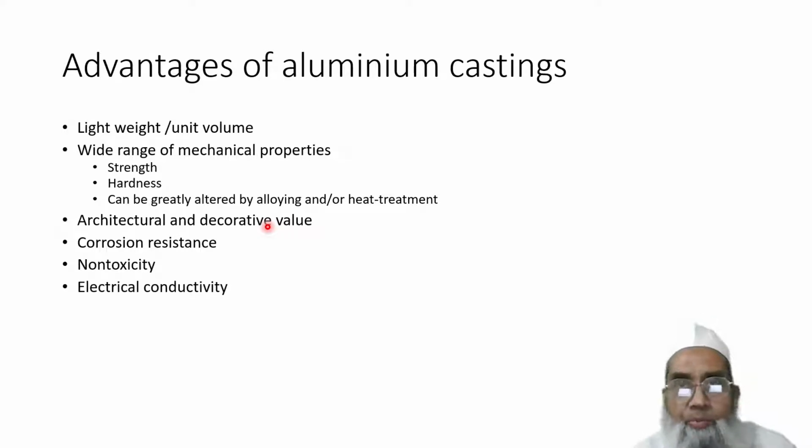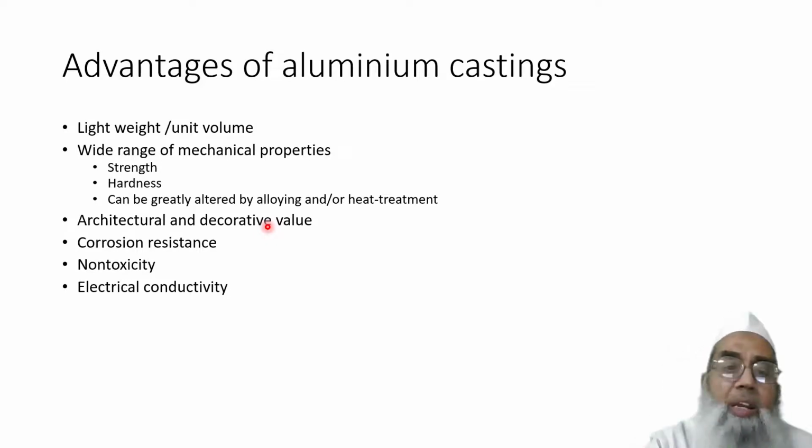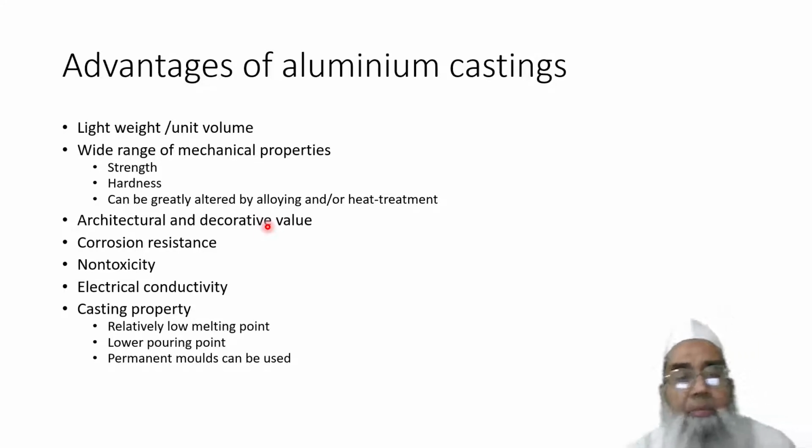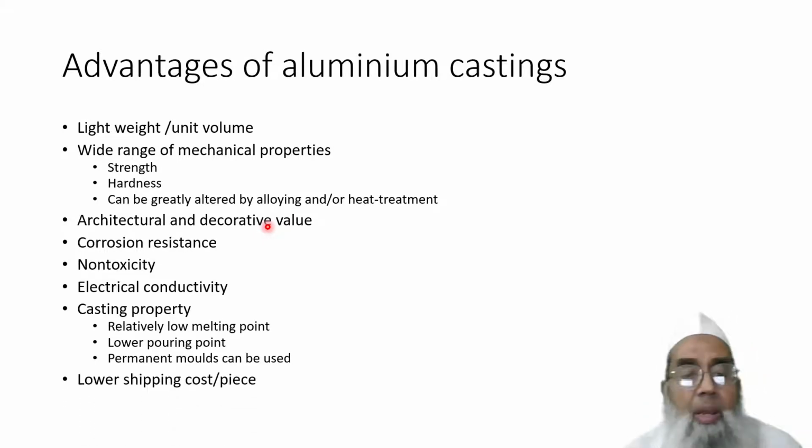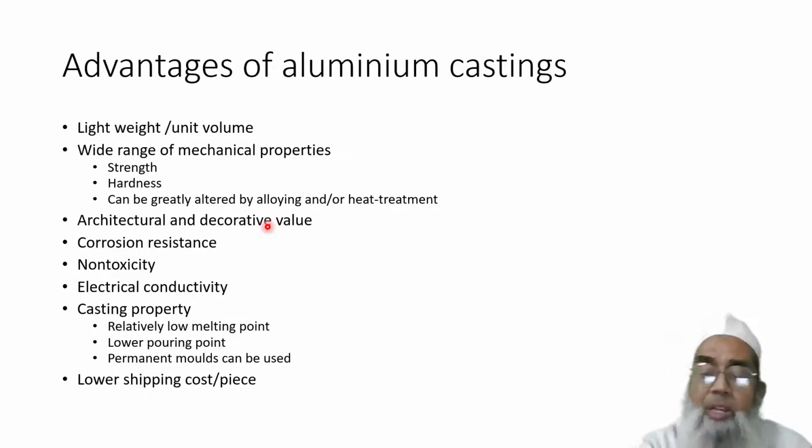Moreover, it can be used for electrical applications because of its high electrical conductivity. As for the casting property, it has a relatively low melting point, and therefore a lower pouring temperature, and can be handled easily while casting. Moreover, due to its lower melting point, permanent molds can also be employed. Shipping cost: as it is lightweight per unit volume, the shipping cost per piece is of course reduced.